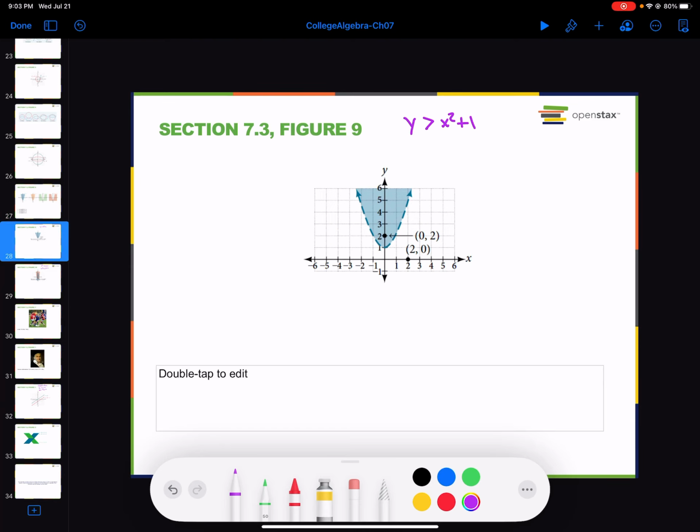Here's another example. We've got y greater than x squared plus 1. So if you remember, x squared is your parabola, your basic toolkit parabola. But plus 1 shifts it up 1. And then y greater than. So we want all the y values that are greater than that line. And because it doesn't say greater than or equal to, we want to keep that line dashed. So that's how we would graph something to represent that inequality.